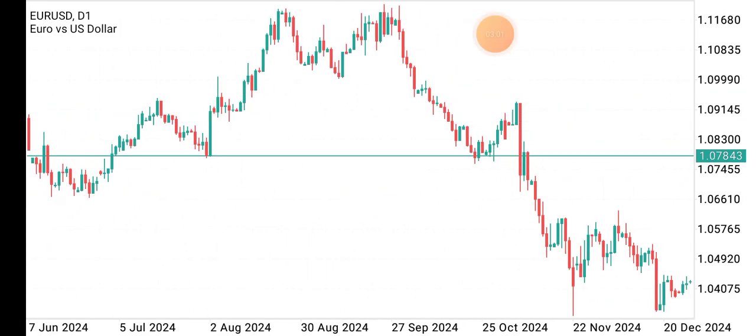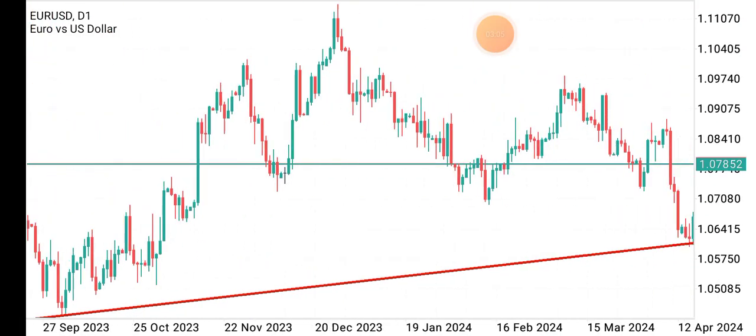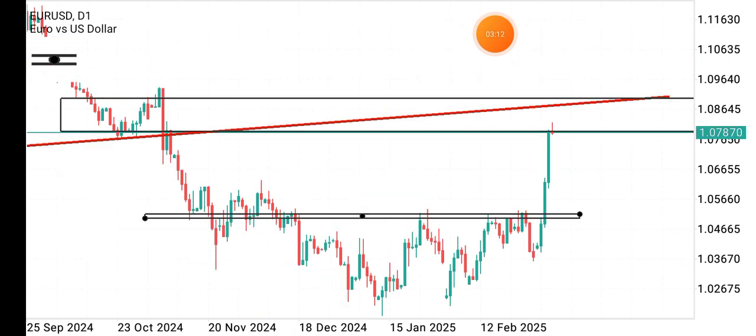What's wrong? The market is misbehaving. MT5 is misbehaving. One moment. All right, so let's just adjust this and place it somewhere here.